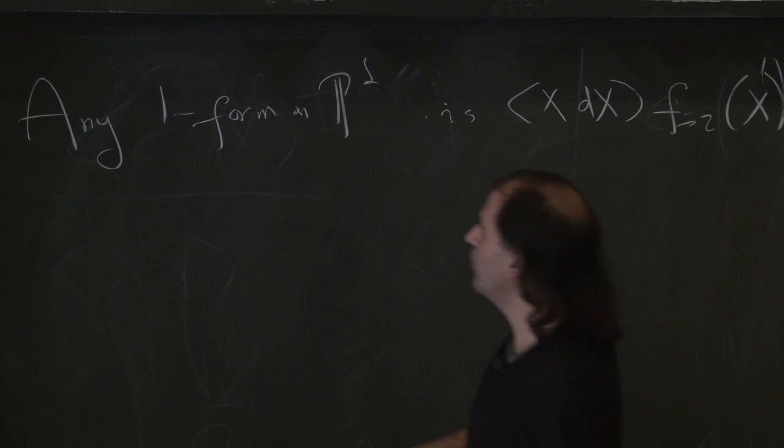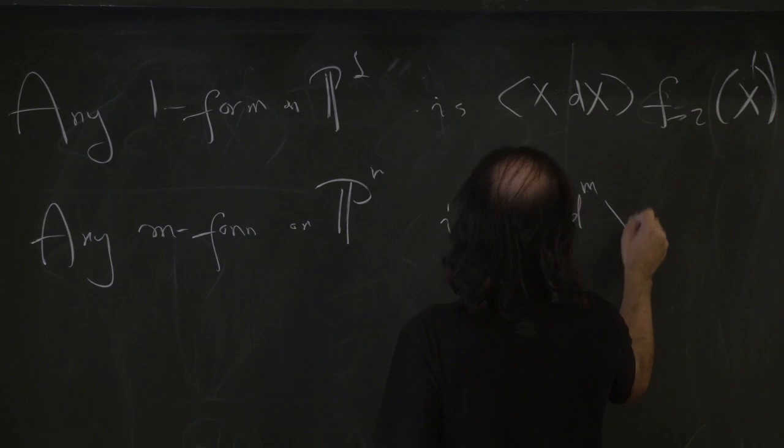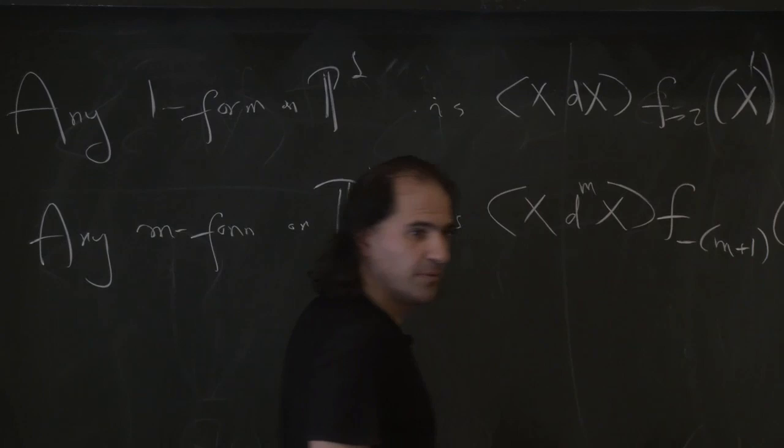And in general, any m form on Pm is x d^m x, some function of weight minus (m+1) in x. OK?